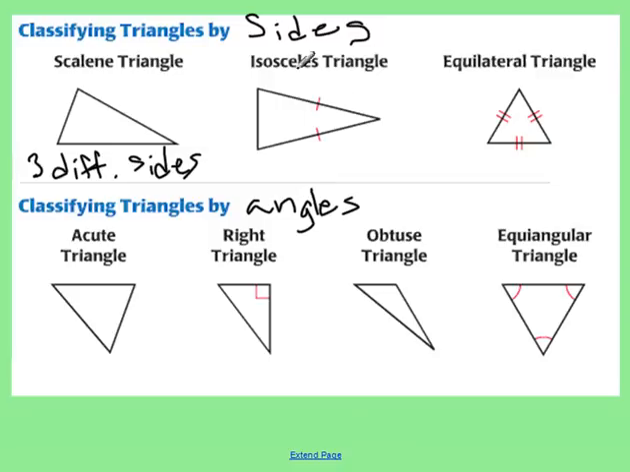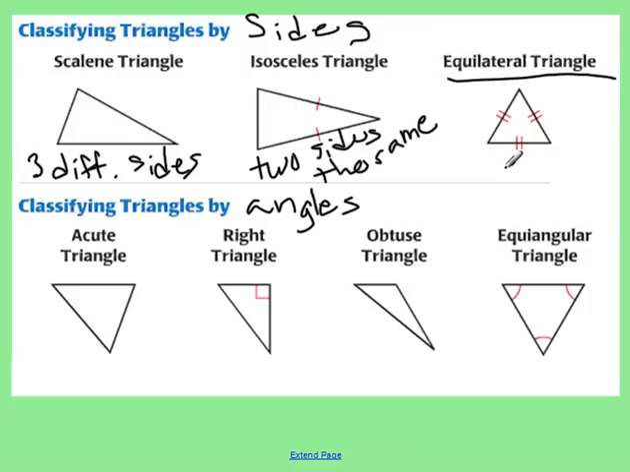With an isosceles triangle, it has two sides that are the same length. Two sides are the same, and the third one is different. And the third classification by side length is an equilateral triangle, and that's when all sides are the same.